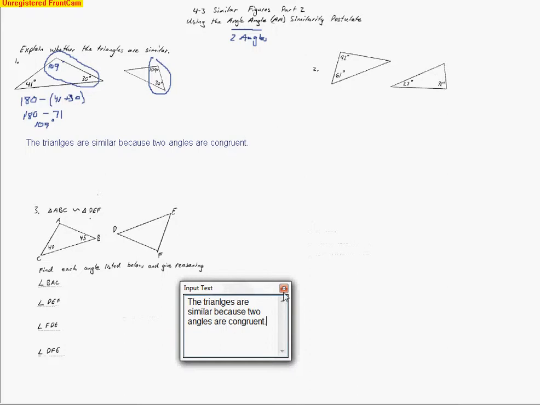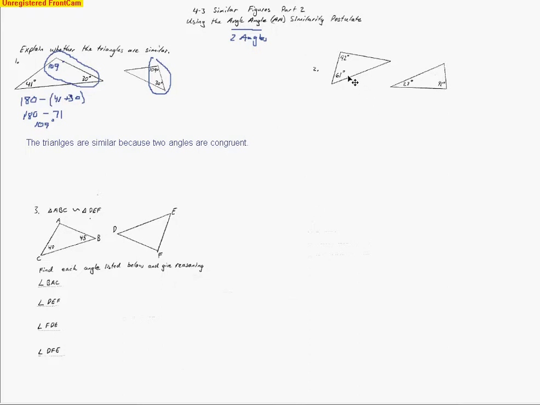Let's take a look at the next one here, and same sort of thing. We're going to take two of the angles that we already have. I'm looking at this 92 and the 61. I'm going to add those two together, 61 plus 92, and I get 153. I take that 153 away from 180, and that leaves me with 27 degrees.